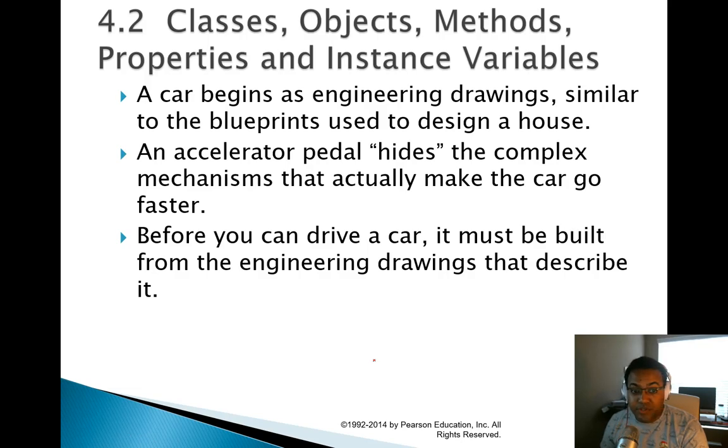Classes, objects, methods, properties, and instance variables. That's what we're going to talk about. And here's an example. A car begins as engineering drawings, similar to the blueprints used to design a house. An accelerator pedal hides the complex mechanisms that actually make the car go faster. Before you can drive a car, it must be built from the engineering drawings that describe it. So in this case, they're giving you an example of how a car is built. No one just walks into a factory and starts putting a bumper onto a steel rebar. No one walks in and says, okay, the handle goes on now. There's an actual blueprint to how it all works.